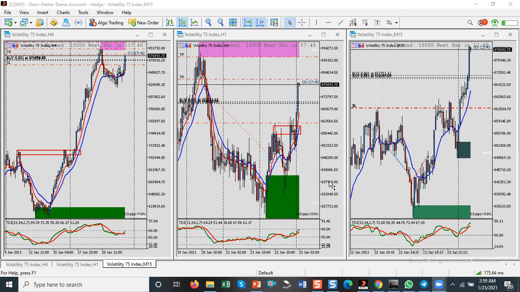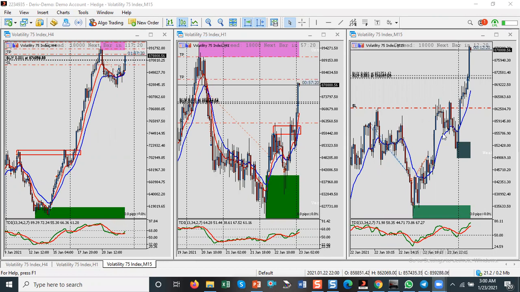So as you can see on my screen, I have three charts open for Volatility 75. This is a 4-hour chart, this is a 1-hour chart, and this is the 15-minute chart. And I have a couple of indicators that I use here.